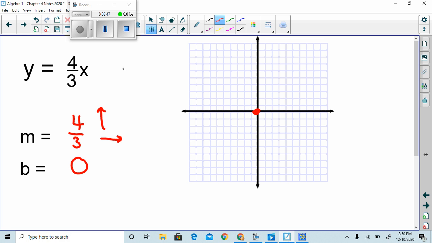This is a model of direct variation, y equals kx. So we're at that origin. I'm going to count up 1, 2, 3, 4, and over 1, 2, 3. And there is the graph of this line. You just need 2 points, and that's what we have.